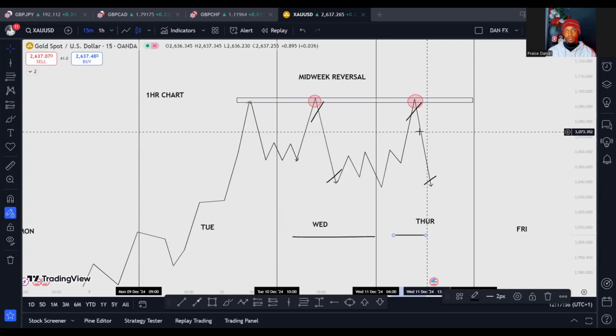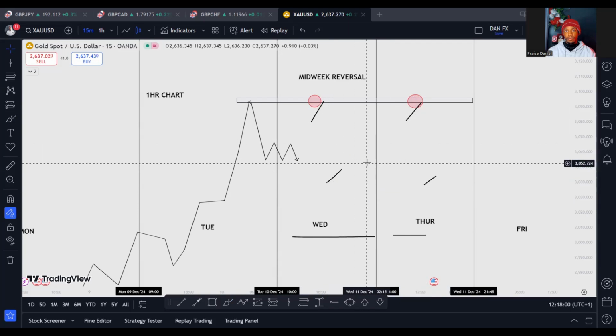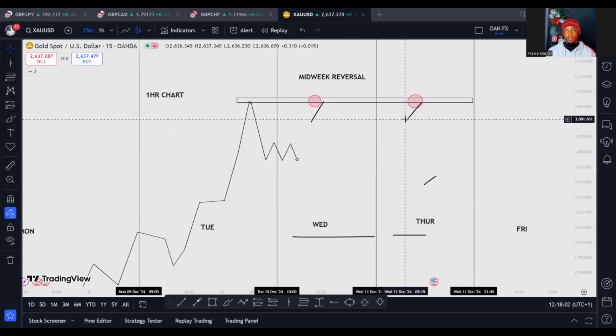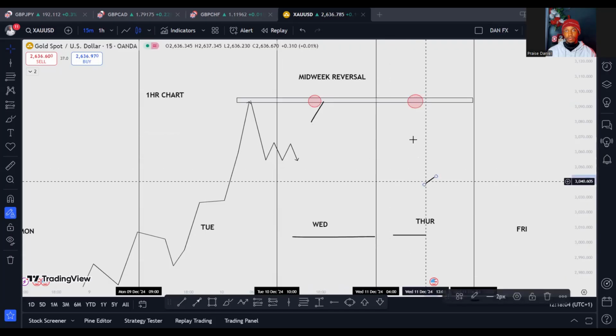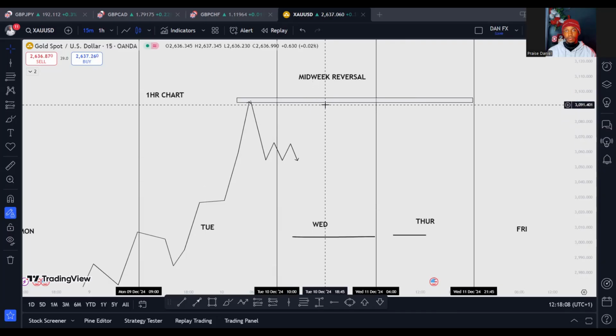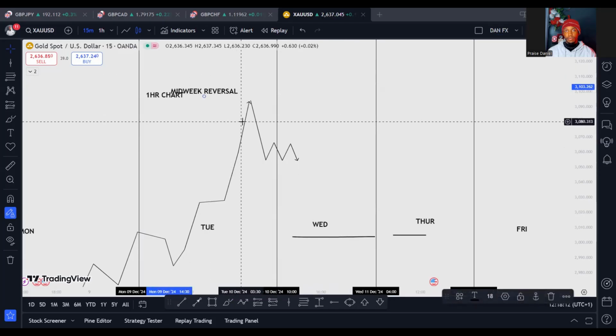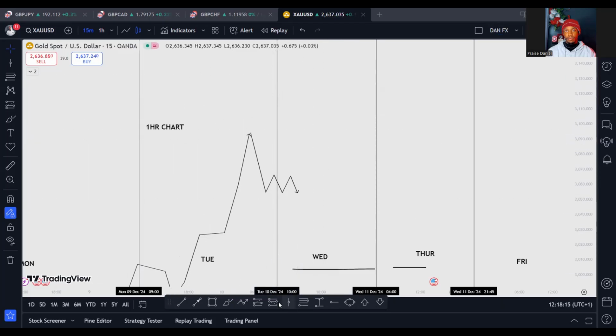All right. So now, another thing to note is if they don't reverse on Wednesday or Thursday, then there's a probability that they're going to reverse on Friday. So let's say they don't reverse Tuesday, they don't reverse Wednesday, they don't reverse Thursday. Let's say they keep going up like this.